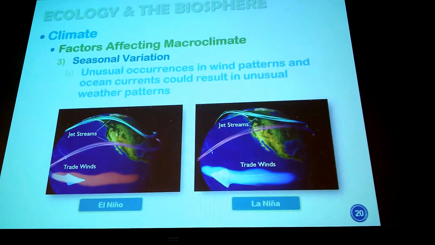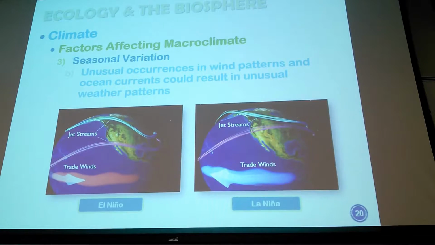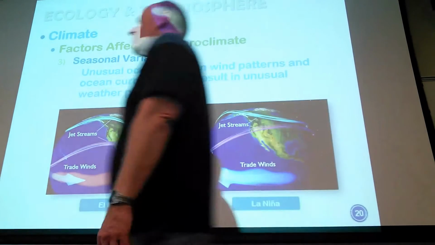Unusual occurrences in wind patterns and ocean currents could result in unusual weather patterns. We've got El Nino and La Nina. I'm not sure what they're saying about it yet, but I keep hearing a lot of talk about El Nino. El Nino is kind of cool because what it does is it warms the water coming up the coast. There have been summers that you could just go out into the ocean in just a bathing suit. You didn't need a wetsuit or anything like that because it's that warm.